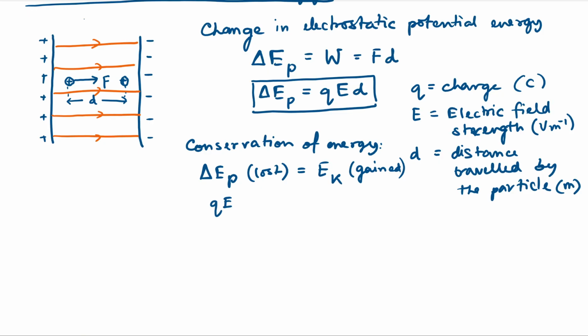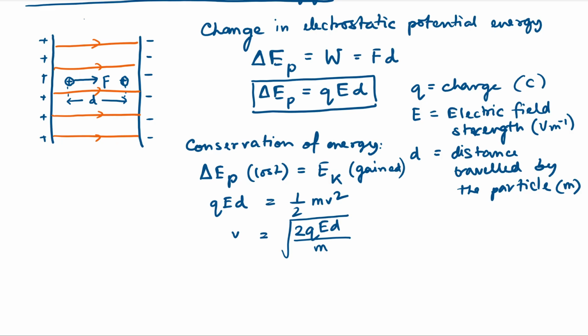And from that, you can do lots of calculations. So if I say the amount of electrostatic potential energy lost is qEd, that will be equal to half mv squared, the kinetic energy gained. And then from this, you can rearrange the equation and solve for the speed. So if I move the 2 to the other side, it will be 2qEd, and then I have to move the mass to the other side as well. That will be divided by m, and then to get rid of the square, we have to do the square root. So this is how you can calculate the speed of the charged particle after it has moved through a distance d.